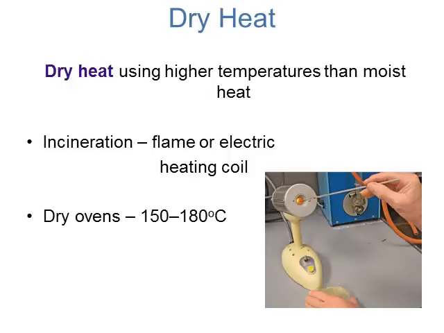Besides moist heat, you can also have dry heat. And again, this is at a higher temperature. So you can use incineration, so we use the Bunsen burner flame, or we have electric heating coils where you can stick your inoculating loop in there and it basically burns off all of the bacteria. There's also drying ovens if you want to sterilize other types of equipment. These are at 150 to 180 degrees Celsius, so they're usually at higher temperatures.